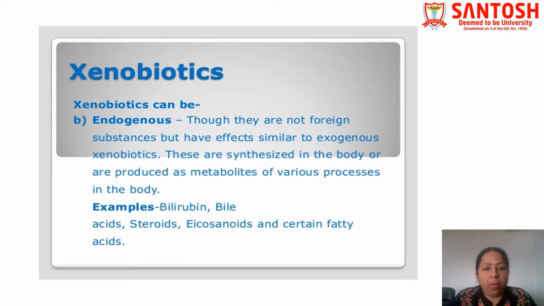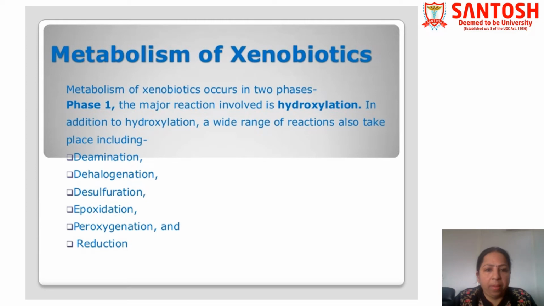As far as endogenous xenobiotics are concerned, though they are not actually foreign substances, they possess similar effects to those of xenobiotics which are exogenous in nature. These are synthesized in the body or are produced as metabolites of various processes in the body. For example, bilirubin, bile acids, steroids, eicosanoids, and certain fatty acids.